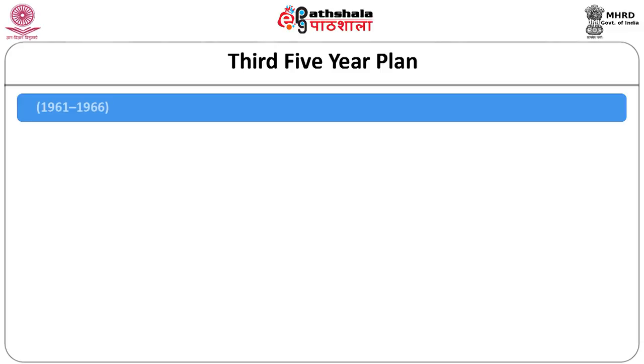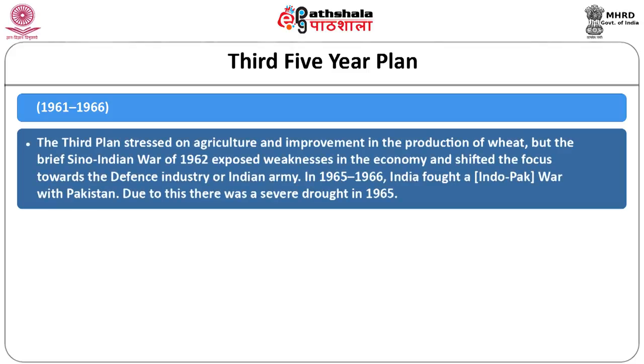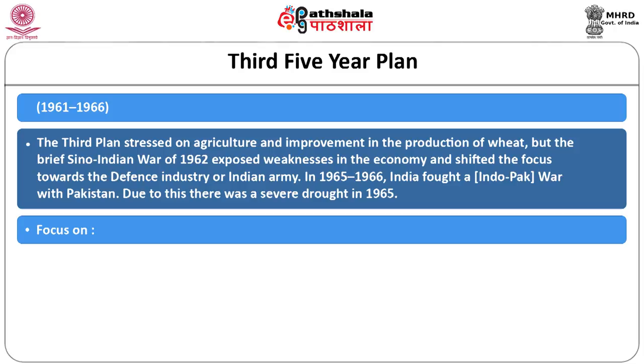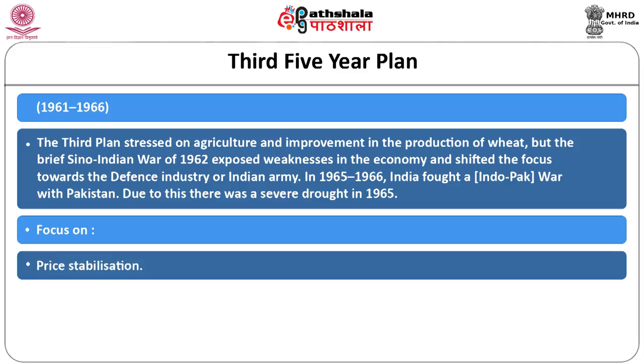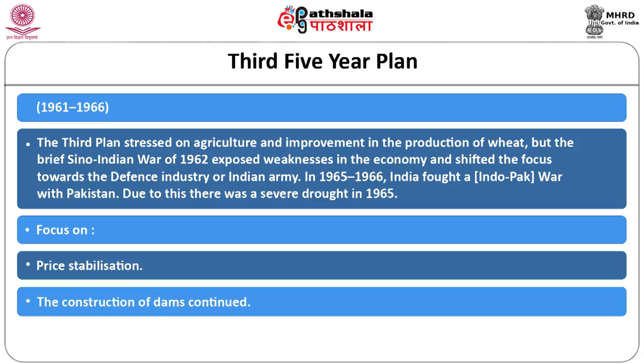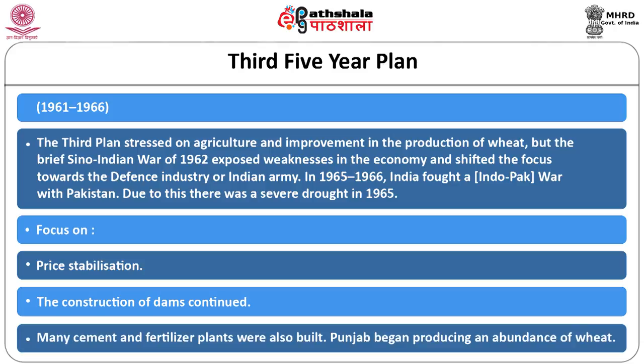Then the third plan, between 1961 and 66, stressed agriculture and improvement in the production of wheat particularly. It was plagued by two wars, the Sino-Indian War of 1962 and the Indo-Pakistan War of 1965-66. The focus was on price stabilization because there was a problem relative to it. There was a scarcity of food, and the construction of dams was also emphasized, with government investment made in dams.